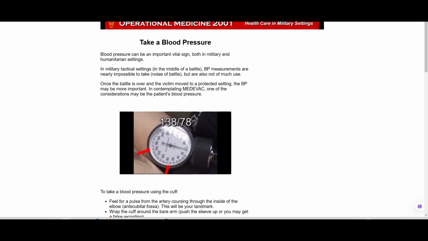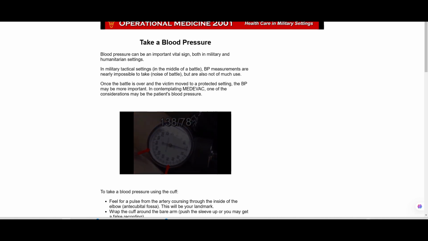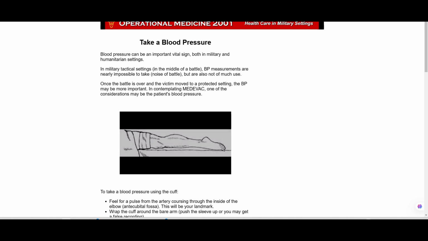Record the blood pressure reading on the patient's chart by writing the systolic pressure above the diastolic pressure. Use only even numbers. If it's impossible to measure the blood pressure in the arm, the leg is used.